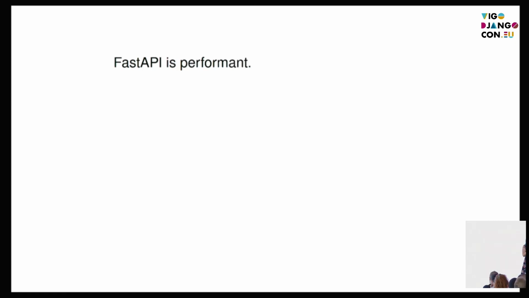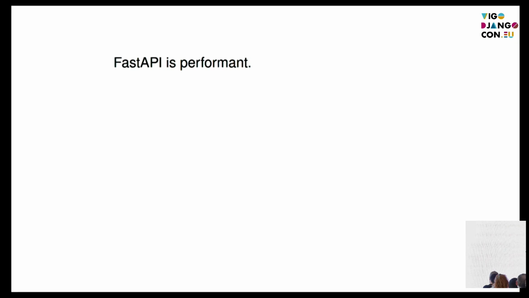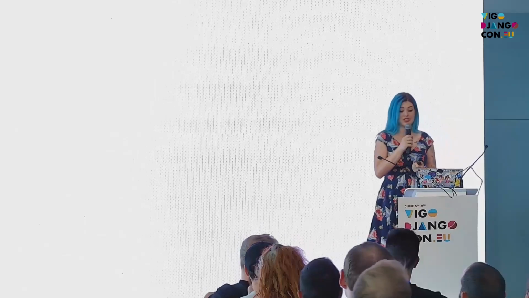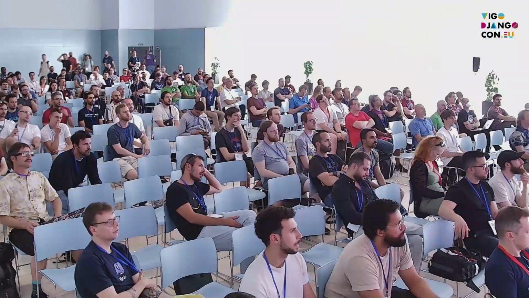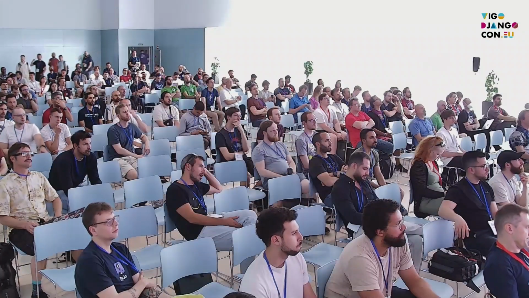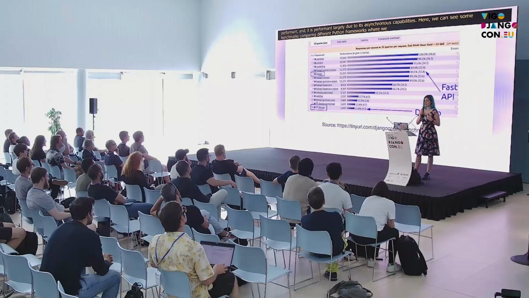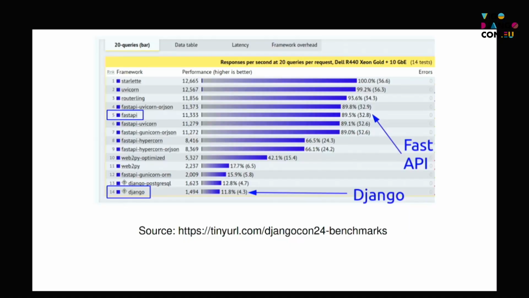My experience is that most people and organizations use it because it's performant. And it's performant largely due to its asynchronous capabilities. Here we can see some benchmarks comparing different Python frameworks where we measure responses per second with 20 queries per request. You can visit the specified URL and check it on your own. You can tweak the configuration and see how it works with different databases, for example, or a different number of requests.